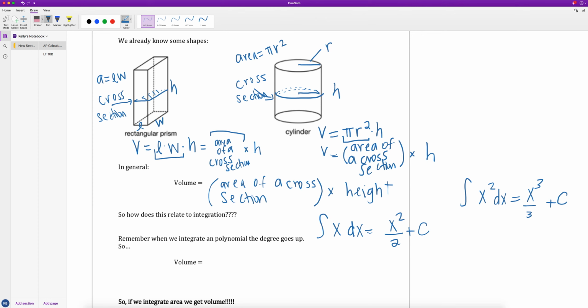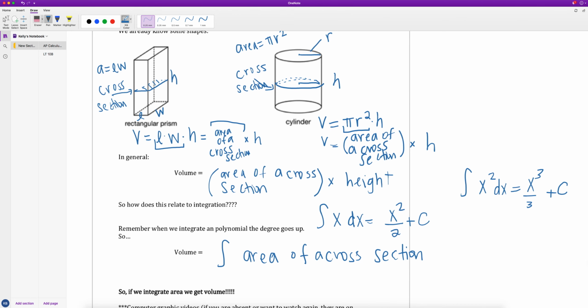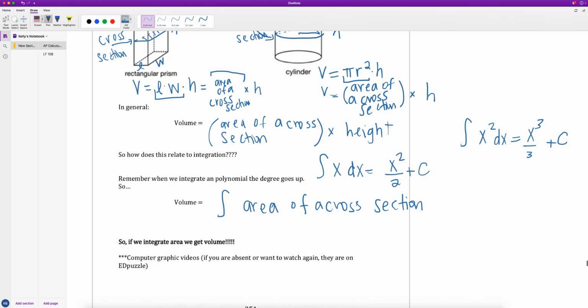What that's telling me then is when I integrate, the degree of the polynomial is going up, which means that to get volume, if I integrate the area, I will actually get the volume of my shape, because area is two-dimensional, and when I integrate it, I pick up a dimension, so I have a three-dimensional shape. The key thing to remember here is that this is not just any area, but the area of a cross-section. So the punchline for this whole section is if we integrate area, we will end up getting volume.